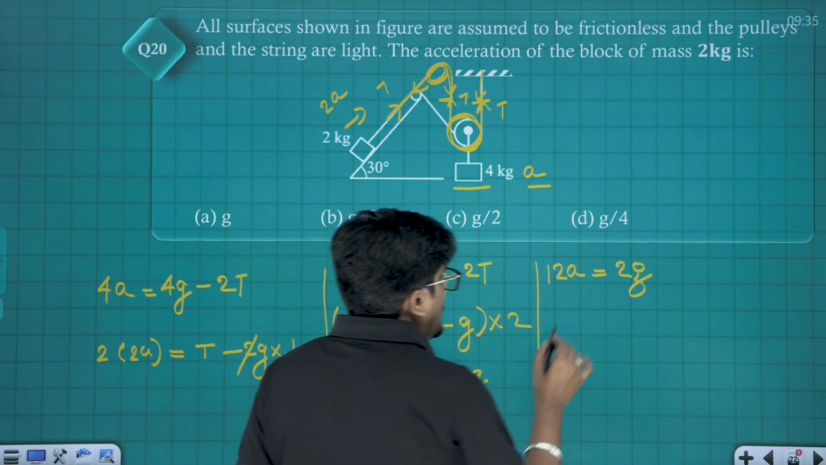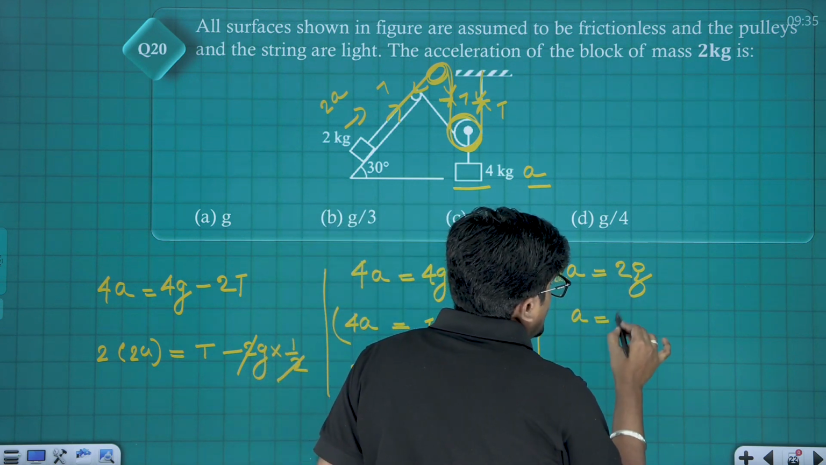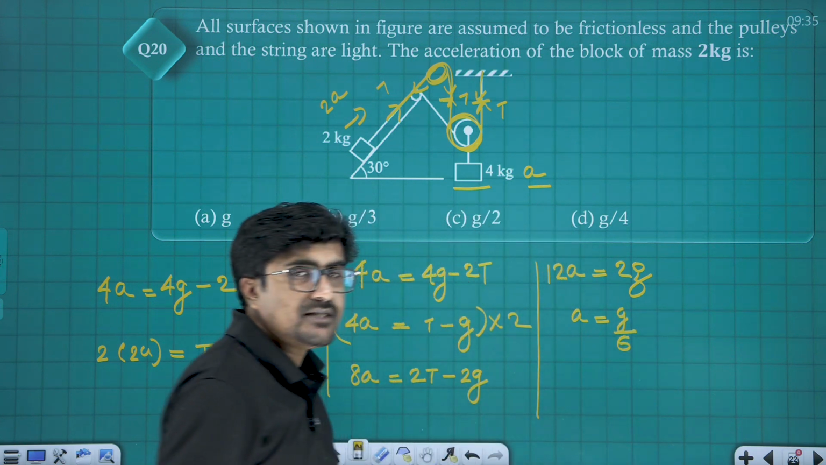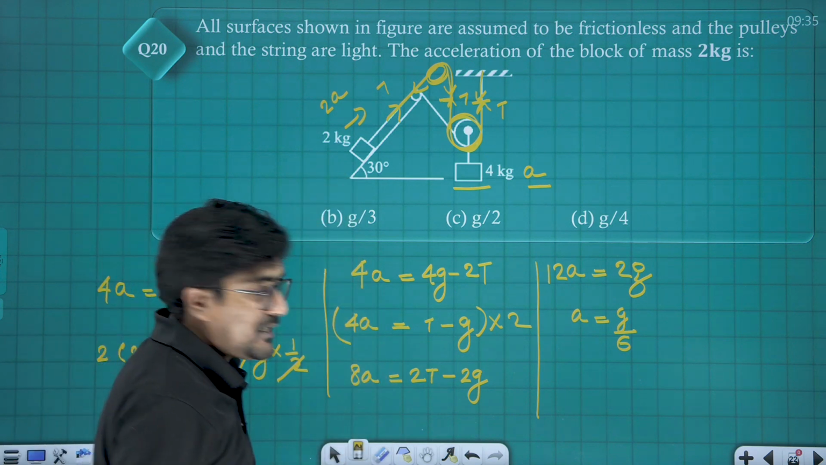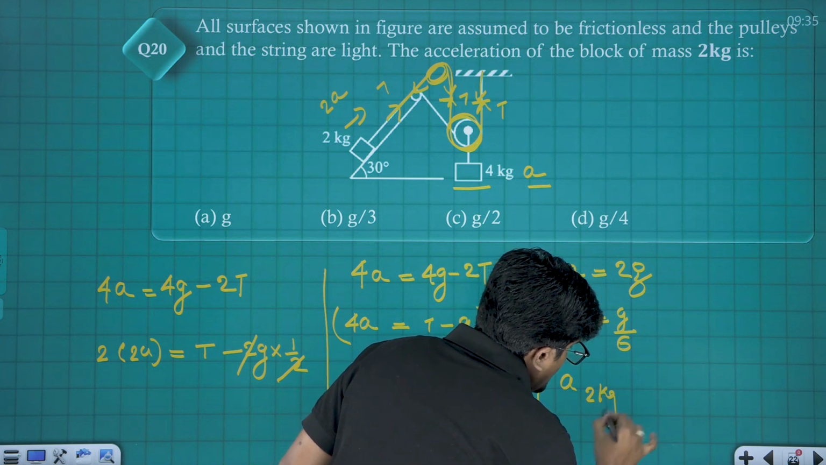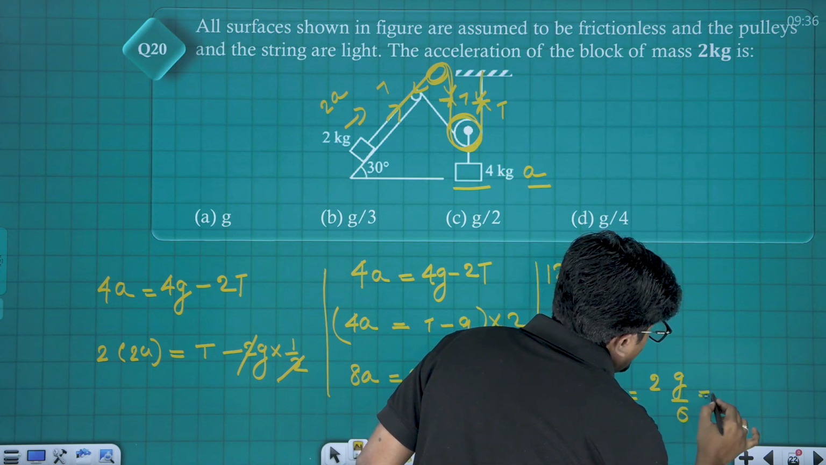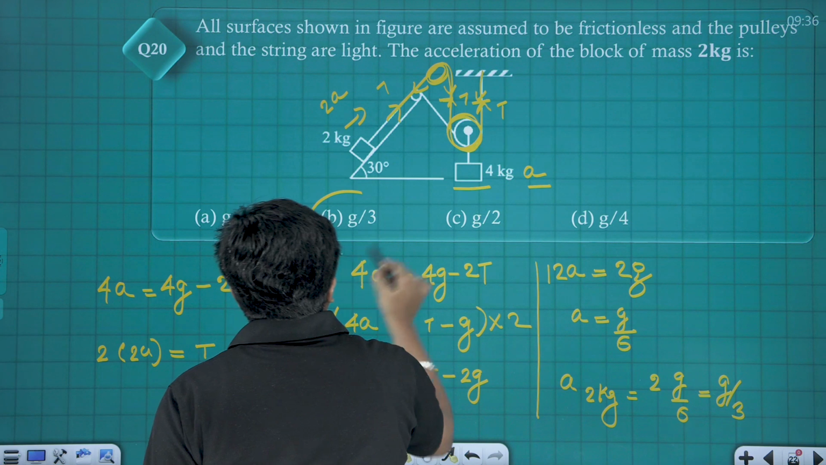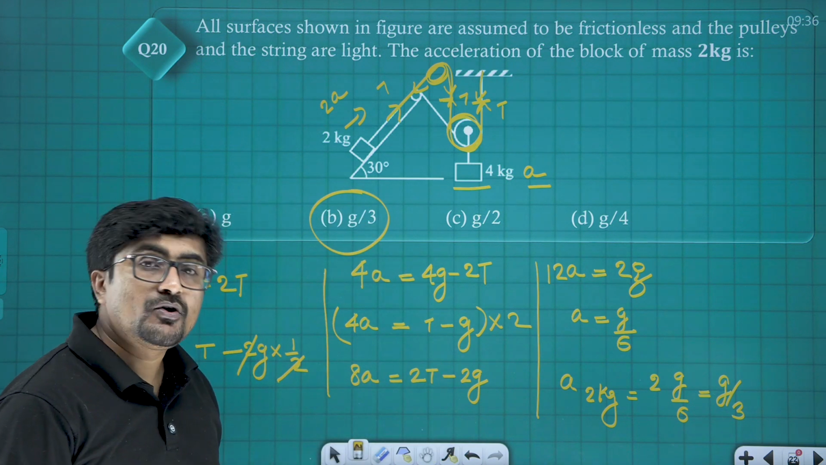Alright, so here I am going to get the value of a as g by 6, isn't it? Now acceleration of 2 kg is 2 times a. So the acceleration of 2 kg mass is going to be 2 times g by 6, that is g by 3, which means option B needs to be the correct answer. Next is question number 21.